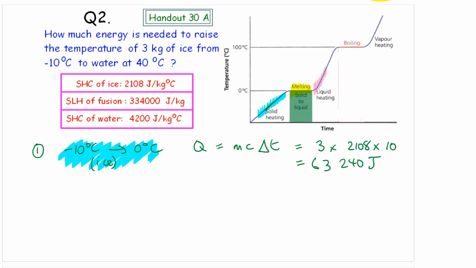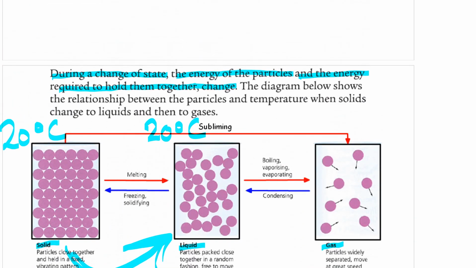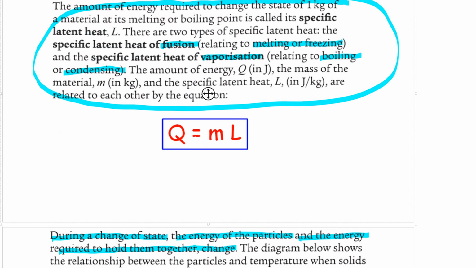then we go on to, we're actually going to change the ice into water. The equation that we need is, I'm just going to go up again. This is the equation that we need. There it is, Q equals ml.